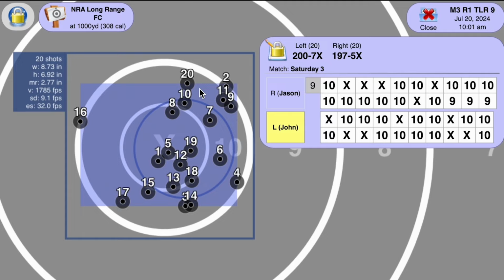But before I do that, I just want to show you a little bit of the pair firing that we did with a couple of my buddies that were on the ground before I shot my next and final match for the day.